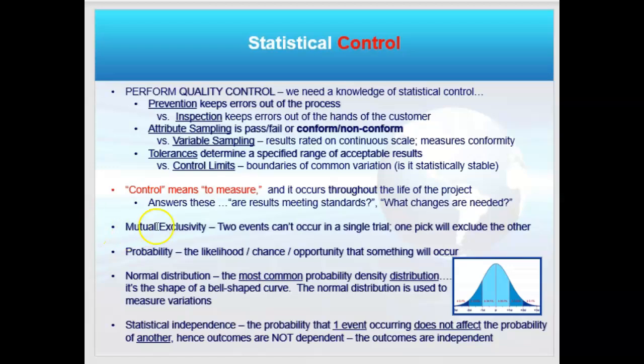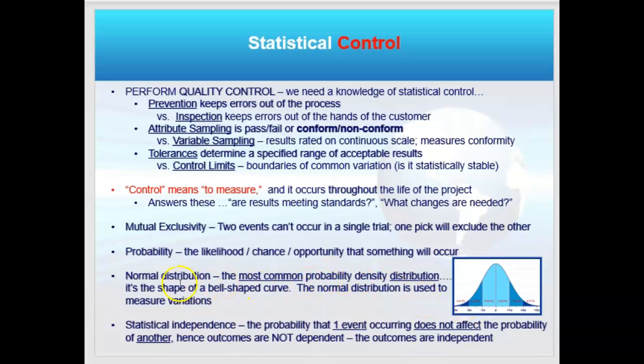The term mutual exclusivity should be known, and that's when 2 events can't occur in a single trial. I can't flip a coin and have both heads and tails, right? Probability means likelihood or chance or the opportunity that something will occur. Life occurs in some sort of normal, natural variation. So there's a natural distribution, right?